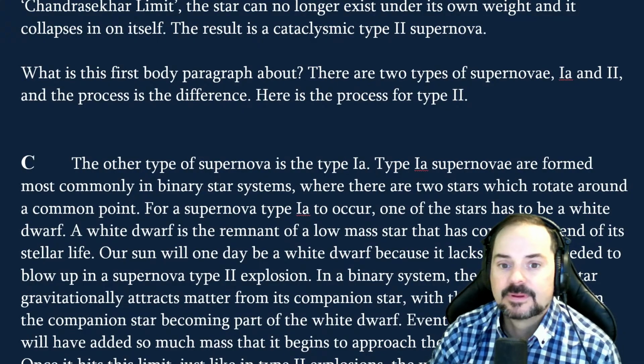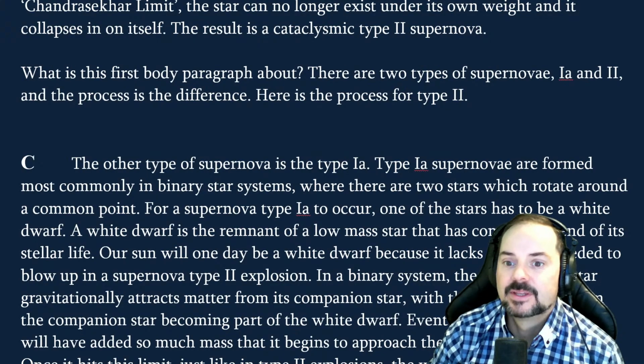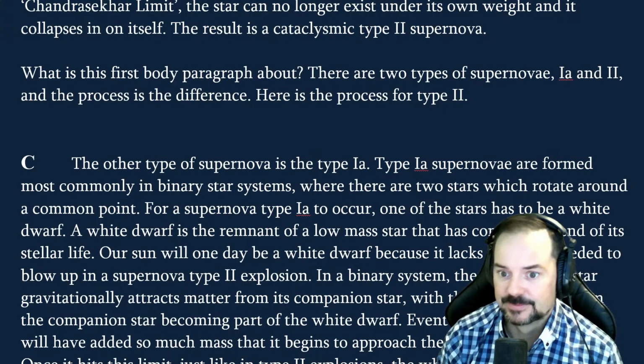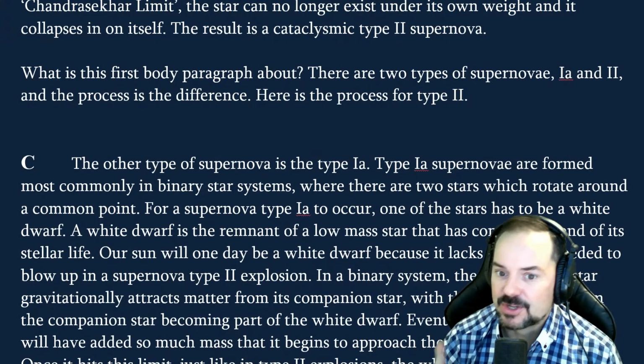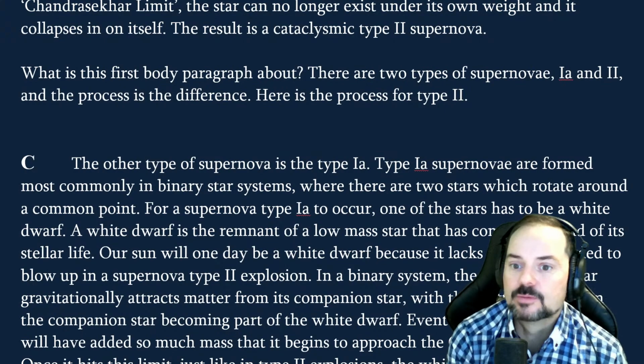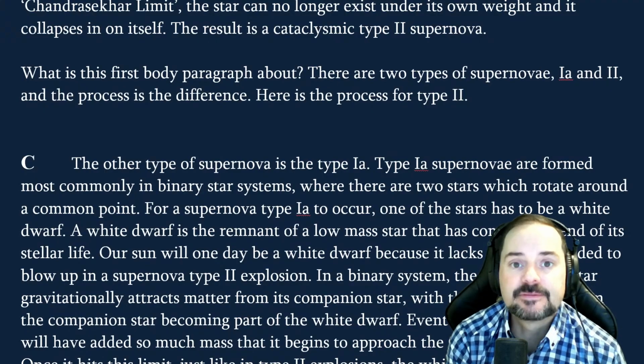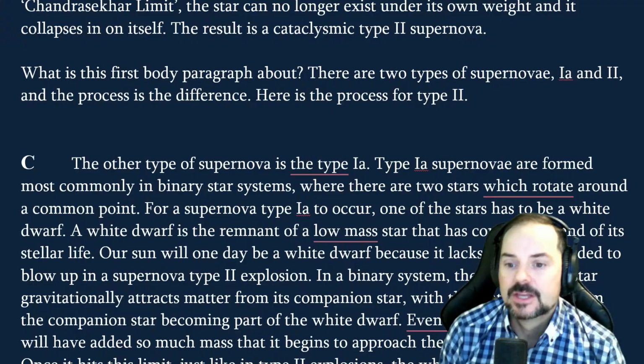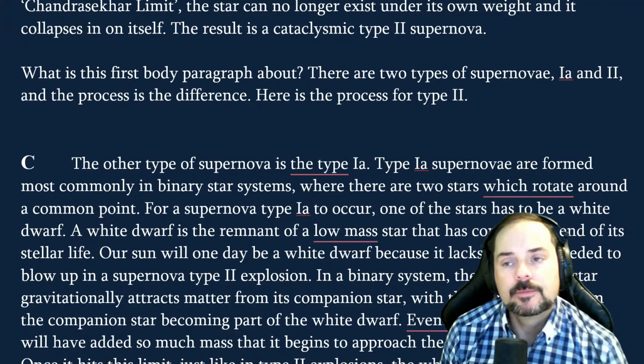The body paragraph talks about the process of type 2 supernova. Right? Type 2 supernova. Not the star, careful, it's not the star, it's the type 2 supernova, and it's the main difference between type 2 and type 1A. Okay? So keep that in mind. So now this is the logic.